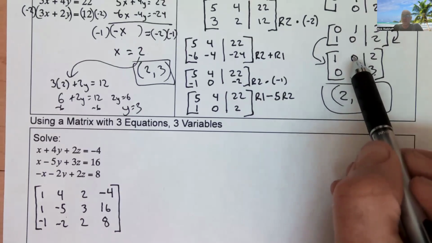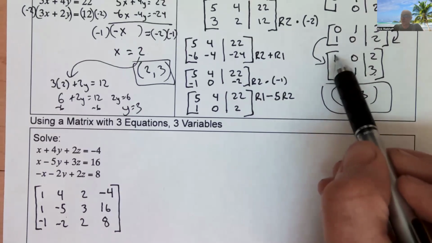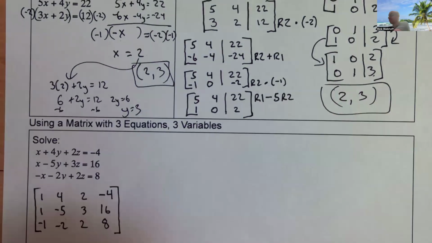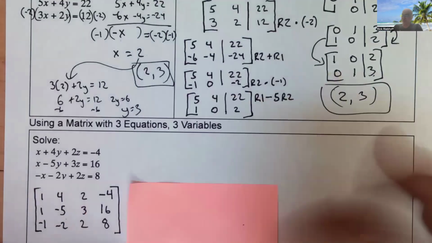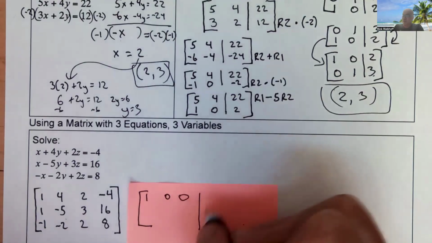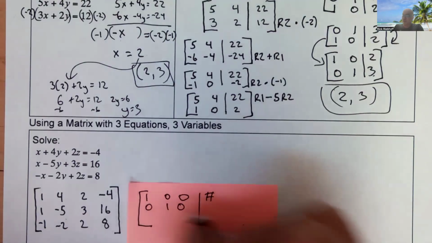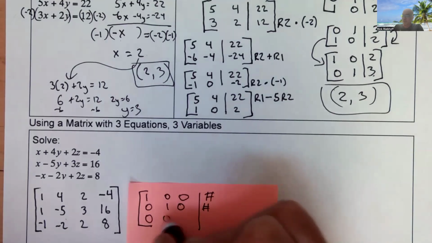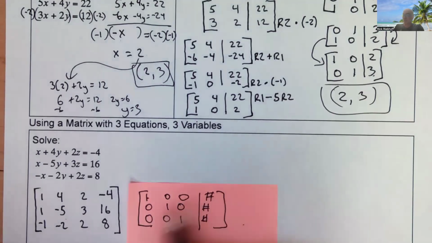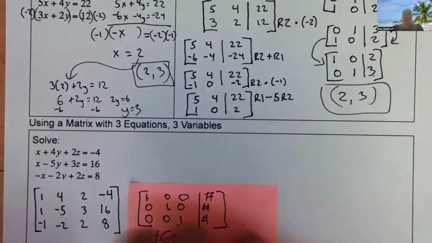In the other column, I have a 0 and a 1. Same thing going across: 1 and 0, 0 and 1. That's the goal. At the end of this one, I want it to look like, take this out real fast, a 1, a 0, a 0, and then some number, and a 0, a 1, a 0, and then some number, and a 0, a 0, and a 1, and a number, because that would be x equals this, y equals this, z equals this. So this is my goal. This is hashtag goals right there.